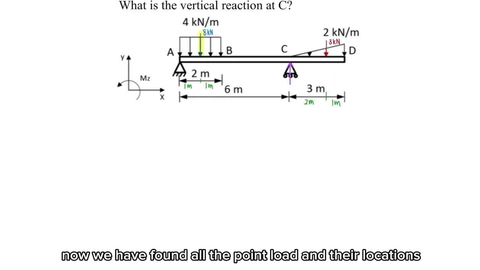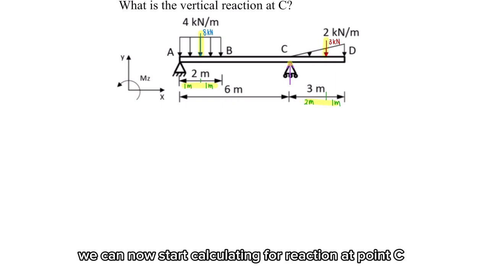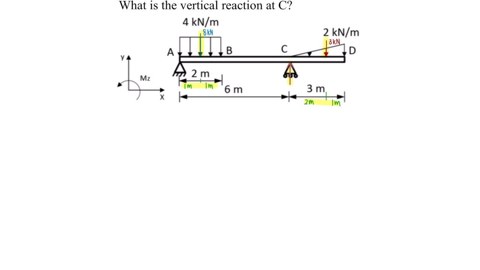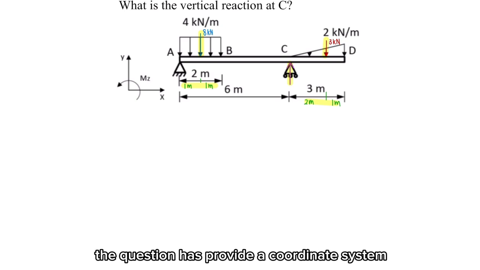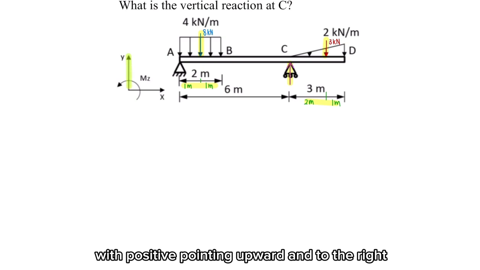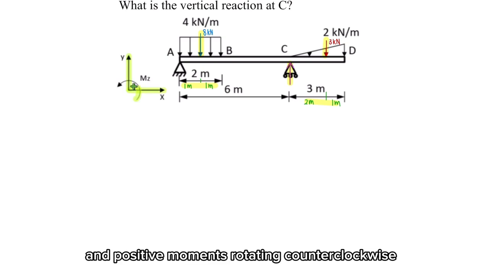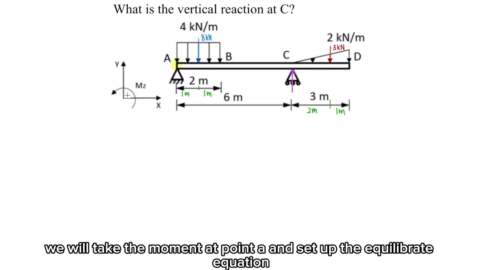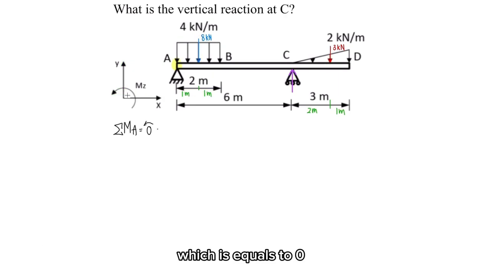Now we have found all the point loads and their locations. We can now start calculating the reaction at point C. The question has provided a coordinate system with positive pointing upward and to the right, and positive moments rotating counterclockwise. We will take the moment at point A and set up the equilibrium equation, which equals 0.